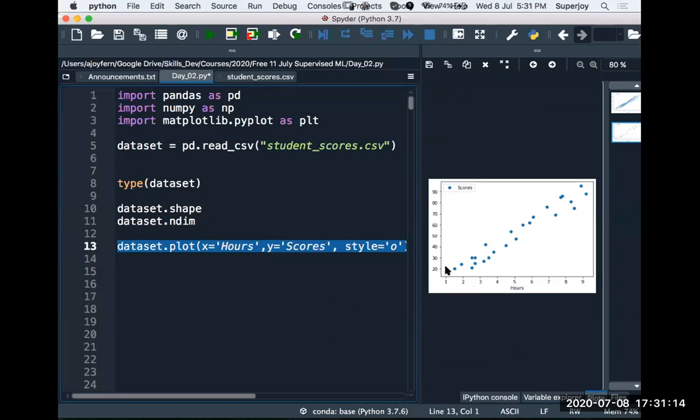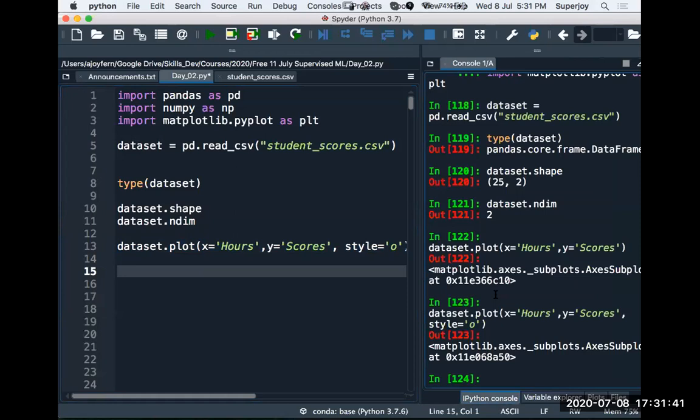On the x axis we have the hours, on the y axis we have the scores, and these are the points. These are the total 25 points, and now out of these points we have to draw a straight line. That is linear regression, guys. But before we apply the linear regression, we have a couple of activities to do. And what are these activities? First, we have to separate out the features, and we have to separate out the labels from the data set.